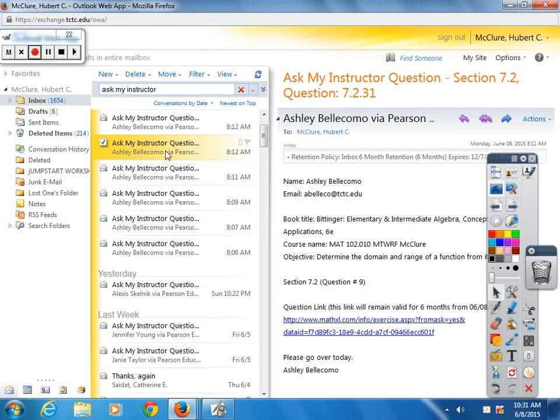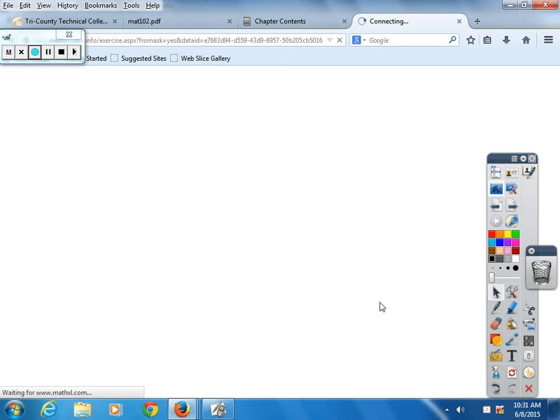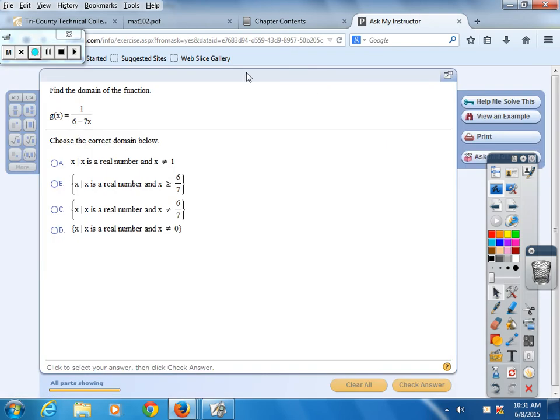Next one, 7.23511. This is a test question. Find the domain of the function. Set the denominator equal to what?